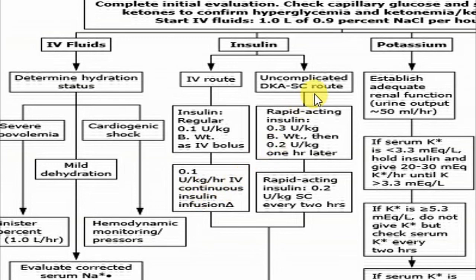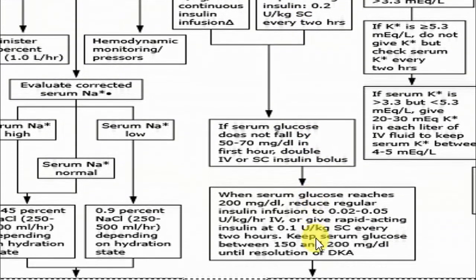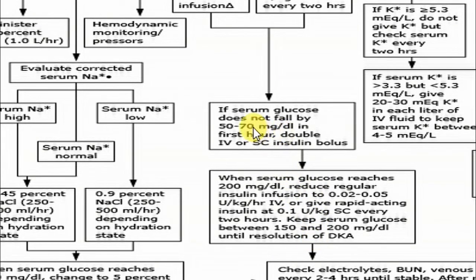Regarding the subcutaneous route, we can give a rapid acting insulin at 0.3 unit per kg body weight, then 0.2 unit per kg 1 hour later. Then rapid acting insulin 0.2 unit per kg subcutaneous every 2 hours. If the serum glucose does not fall by 50 to 70 mg per dl in the first 4 hours, double the IV or subcutaneous insulin bolus.